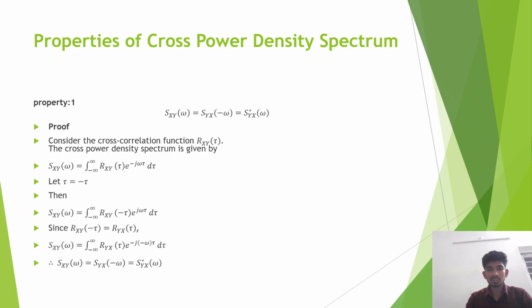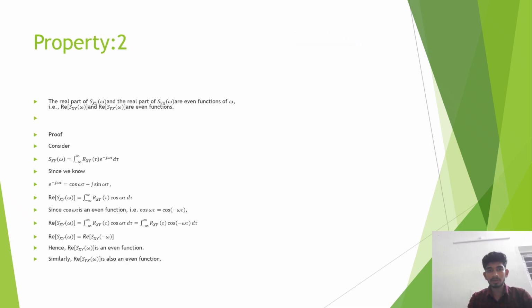Proof. Consider a cross correlation function R_xy(tau). The cross power density spectrum is given by S_xy(omega) equal to integral from minus infinity to infinity of R_yx(tau) e power minus j omega tau d tau. Let tau equal to minus tau. Then S_xy(omega) is equal to integral from minus infinity to infinity of R_xy(minus tau) into e power minus j omega tau d tau. Since R_xy(minus tau) is equal to R_yx(tau), S_xy(omega) is equal to integral from minus infinity to infinity of R_xy(tau) e power minus j into minus omega tau d tau. Then S_xy(omega) is equal to S_yx(minus omega).